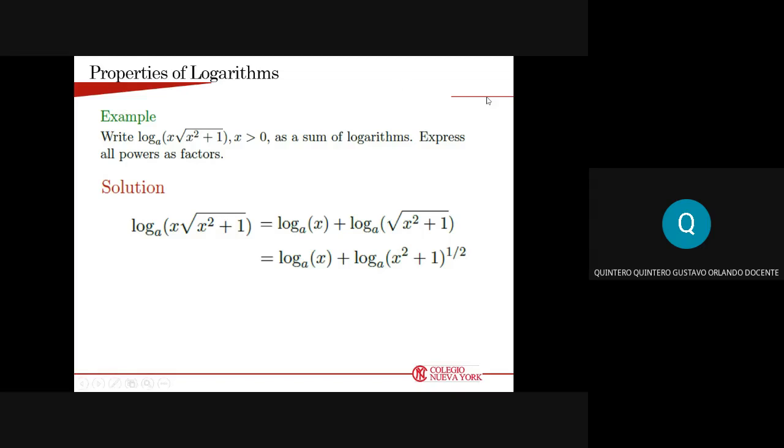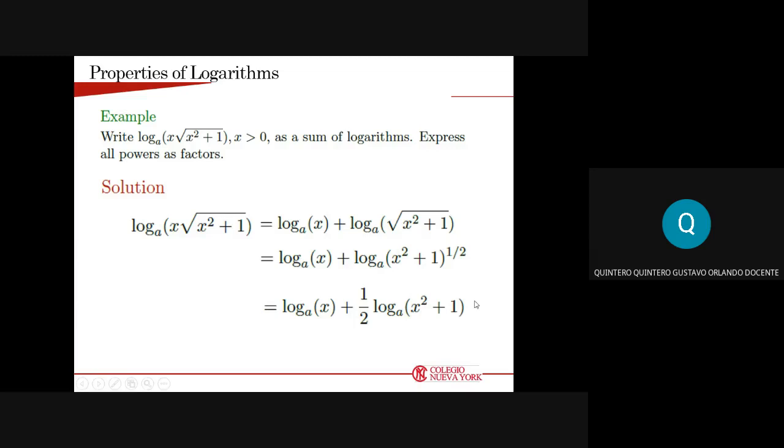Beautiful. And look at this. We need to express all powers as factors, which means we need to get rid of this power. This exponent needs to go to the front of the logarithm, like this. Final result. This is the moment where you take a picture because this is the final result. Logarithm base a of x plus 1/2 of logarithm base a of x squared plus 1.